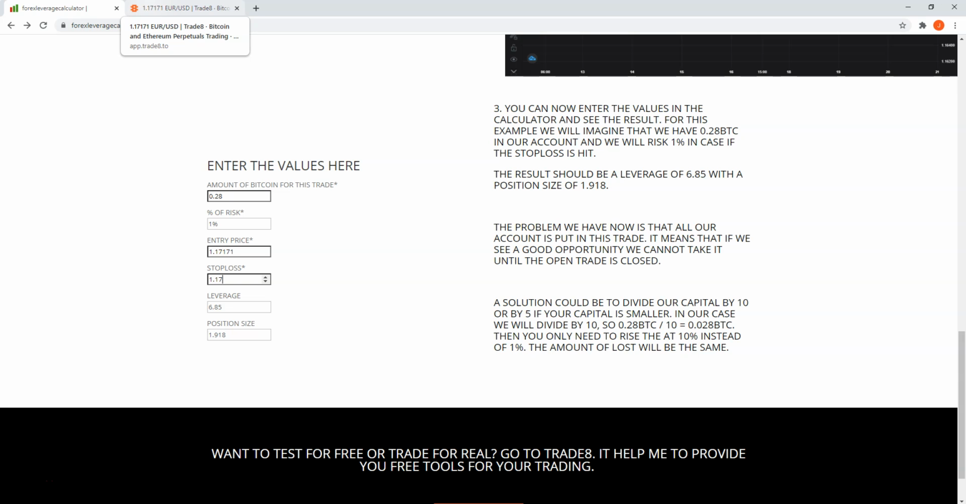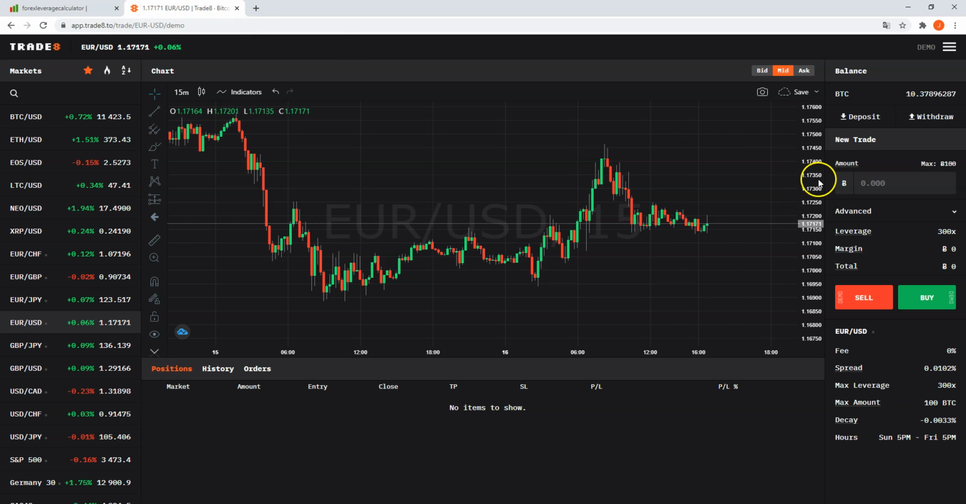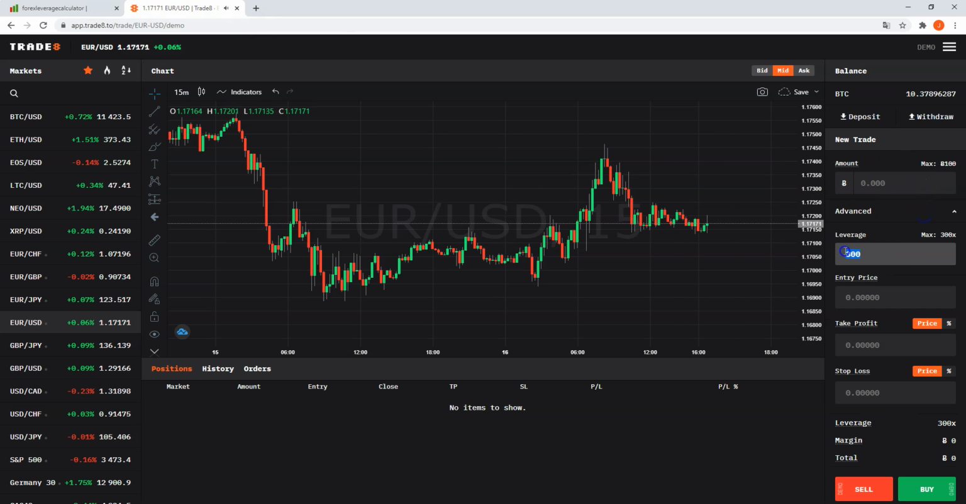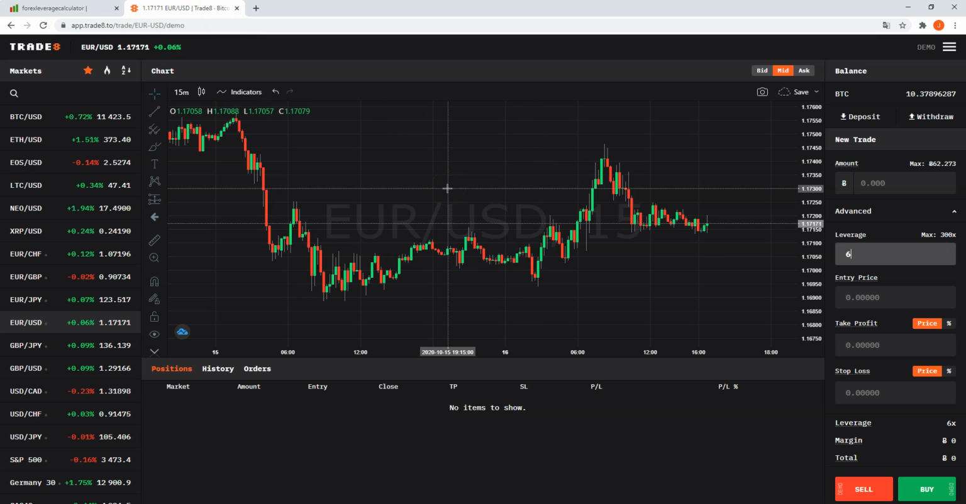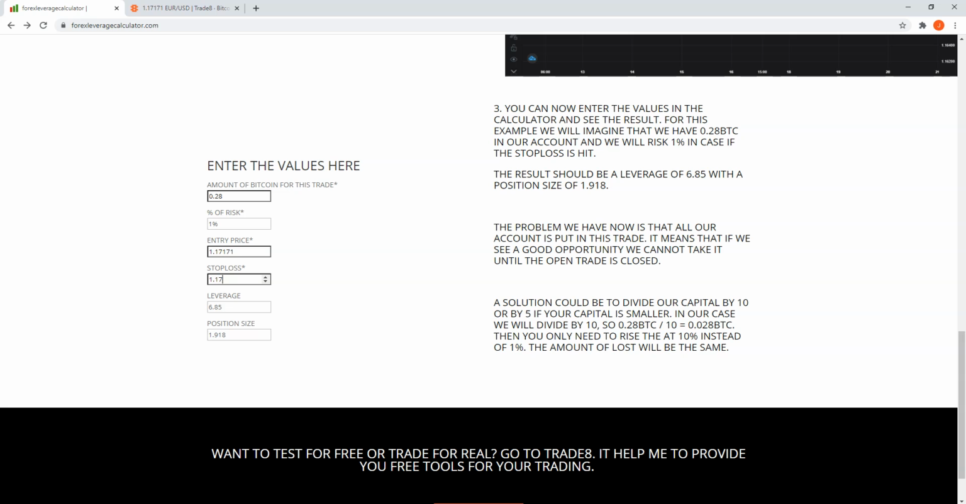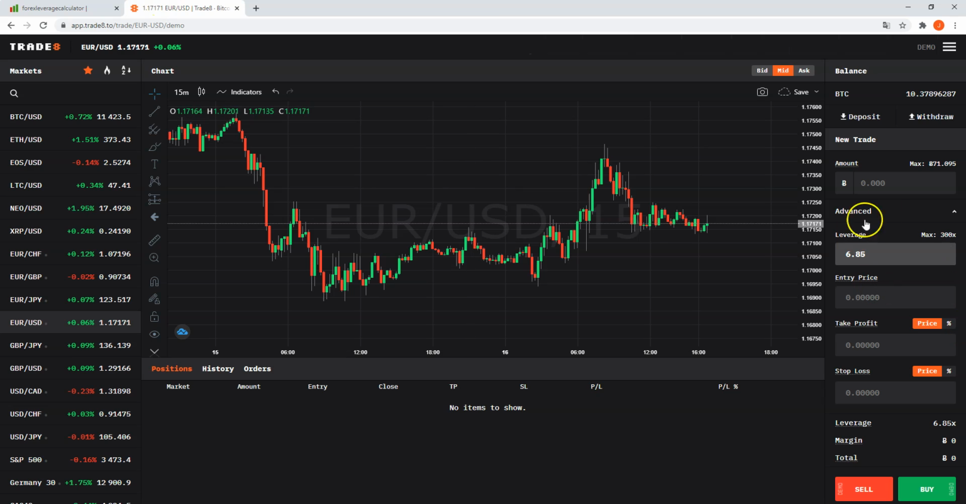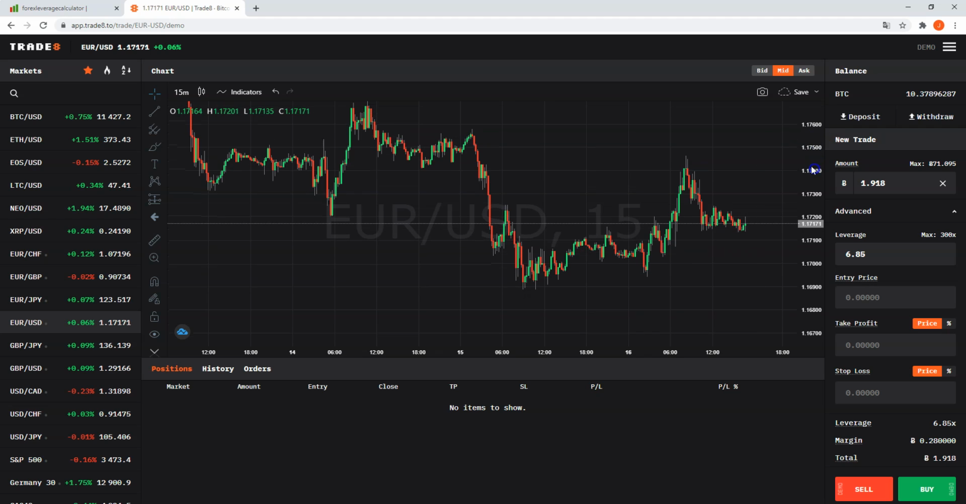We can go back on the Trade8. Here, leverage, we enter, I don't remember, 6.85, and position size 1.918, and we can buy. Of course, the market is closed. It will not work, but you can do it if you want. It's just an example. It's not a real trade, okay?